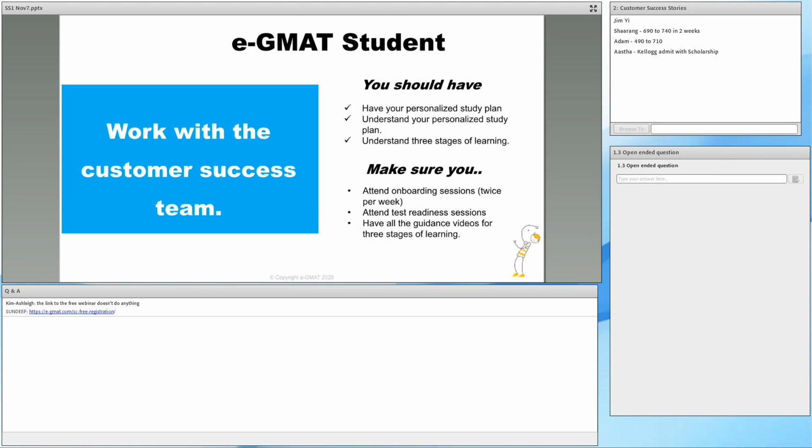So once again, I want to thank you guys for being with me today. I want to end this with this. If you're an e-GMAT student, make sure that you have your personalized study plan. Make sure you understand it. Just having it is not enough. And you understand those stages of learning and you attend those onboarding sessions next week.